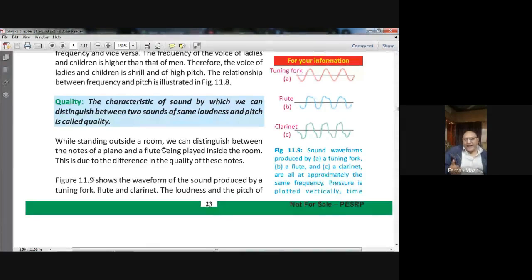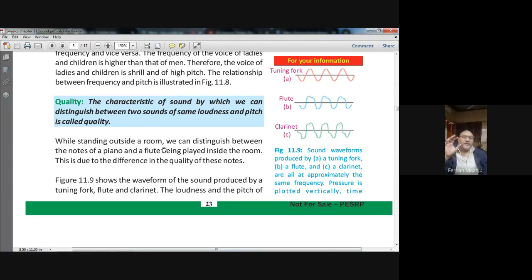For example, if I and another person are talking at the same loudness with the same frequency, even then you will be able to distinguish that this voice is our teacher's voice and this voice is Madam Sadia's voice. We may be talking at the same loudness, at the same pitch, but still you are able to distinguish whose sound this is. This characteristic is basically due to the quality of the sound.